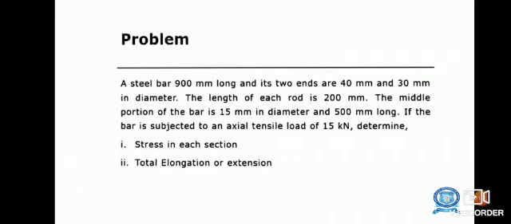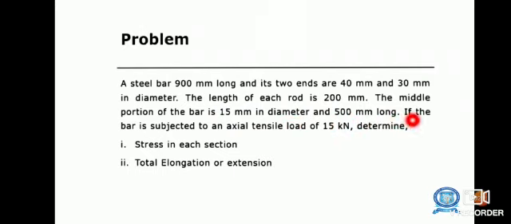Read the problem one or two times so that you can understand the given data. Once again I will read the problem. Listen. A steel bar 900 mm long, so the length of the bar is 900 mm, and its two ends are 40 mm and 30 mm in diameter. The length of each end rod is 200 mm. The middle portion of the bar is 15 mm in diameter and 500 mm long.